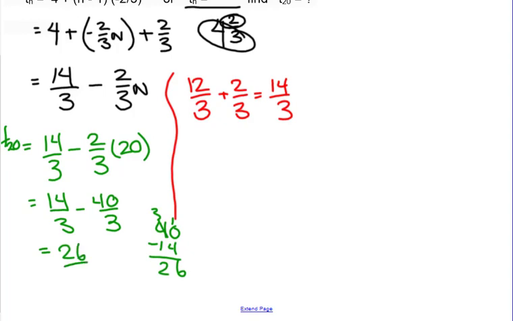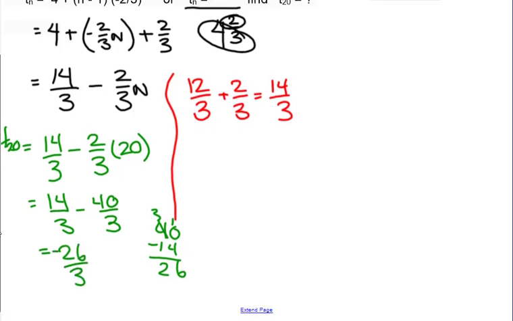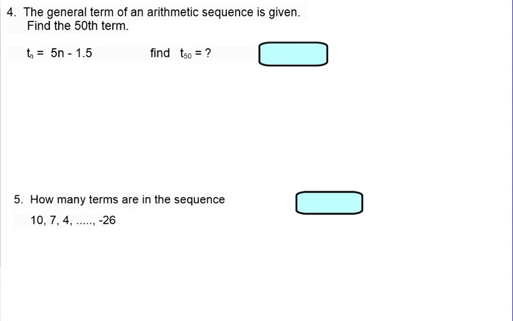26. -26/3. So the general term of an arithmetic sequence is given.